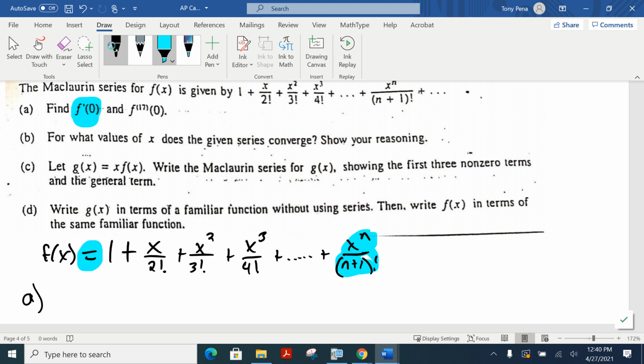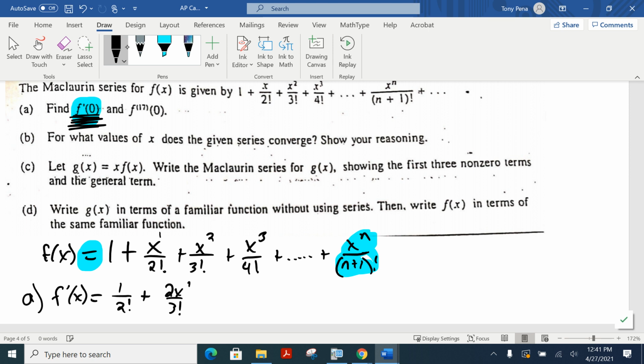We can use this. So there is nothing stopping us in terms of finding f prime of 0, treating this like a regular old function that we would have dealt with the first few weeks of the year, where I could just take this derivative, the 1's going to go away. The derivative of x would be a 1, so I get 1 over 2 factorial. The derivative of this guy would have been 2x to the 1 over a 3 factorial.